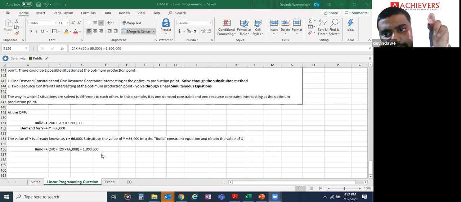Okay. So now you enter 24 in one bracket, you enter 24 multiplied by x. Then in the next bracket, after the plus, you put 20 multiplied by 66,000. Now you have to put the equal mark. How do you put the equal mark? Here at the top, you have the alpha button, right?